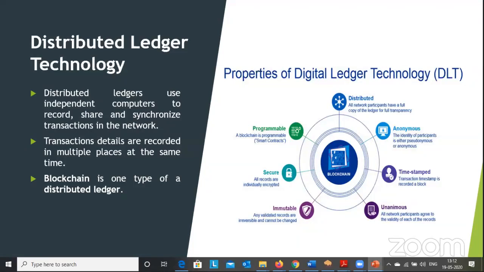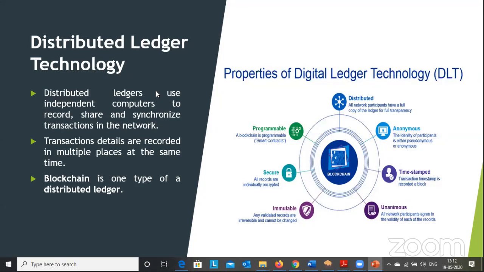Blockchain is distributed as well as anonymous. The users in the blockchain are anonymous; we are not revealing the details of the user. It is also time stamped. Whenever we perform transactions, they are recorded with the time and date, everything. And unanimous, so cooperation will be there. If you want to take some decision, there are consensus protocols. These are the properties of blockchain you need to understand.